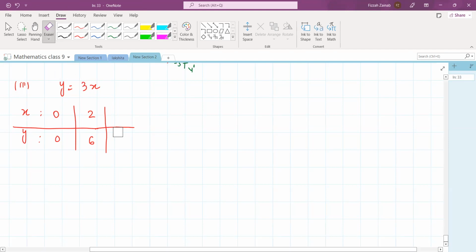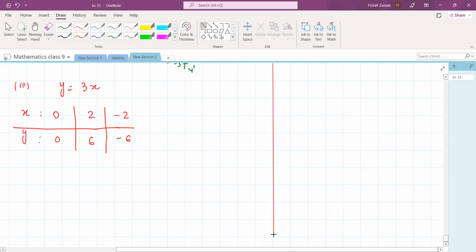Let me take some negative value of x. If I take x is equal to, let's say, -2, right? So I get -6 here. No problem. Now you can see you have a negative y value, which is actually -6. So plot it accordingly, with x values both positive and negative.